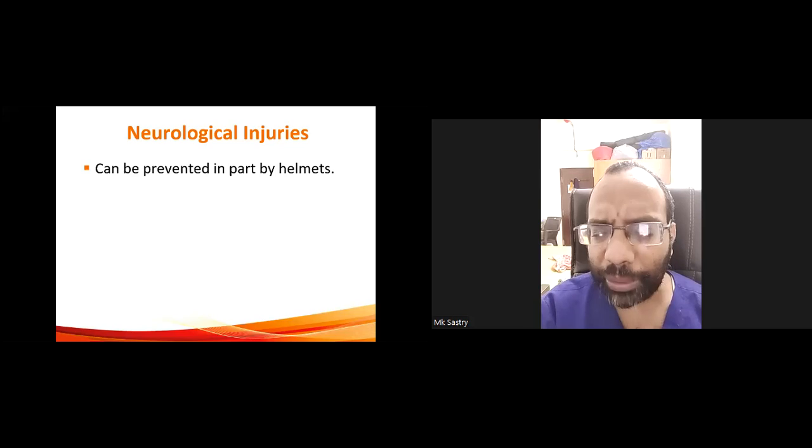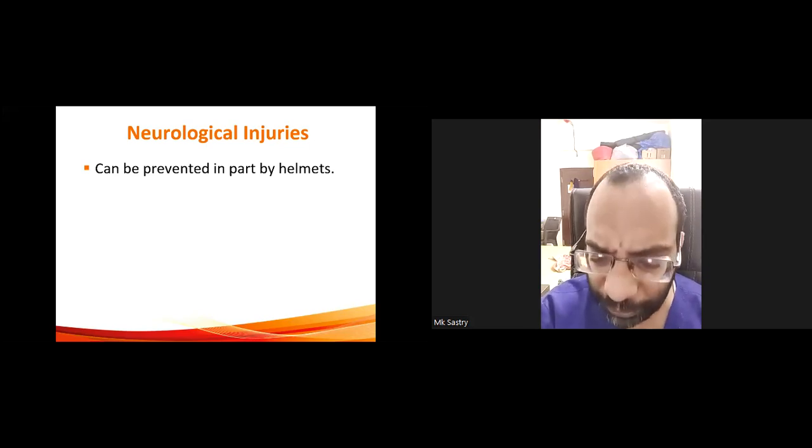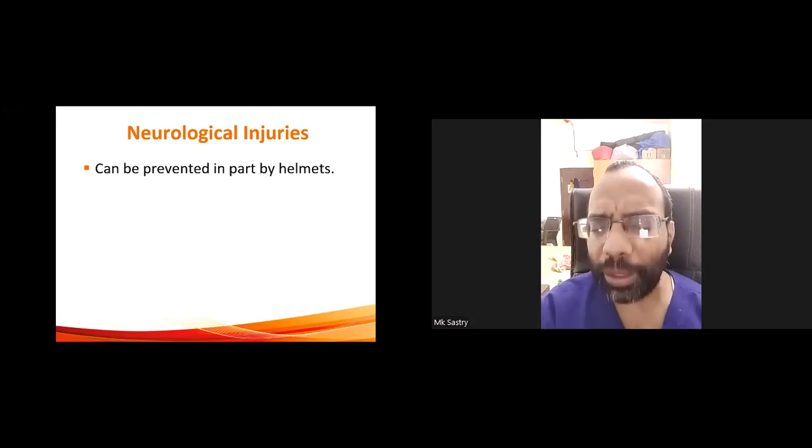So most of the head injuries can be prevented by helmets. It is called road traffic accident. So in road traffic accidents, you can prevent most of the head injuries with helmets, right?